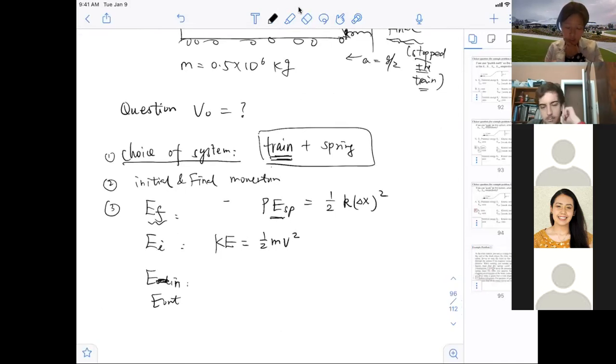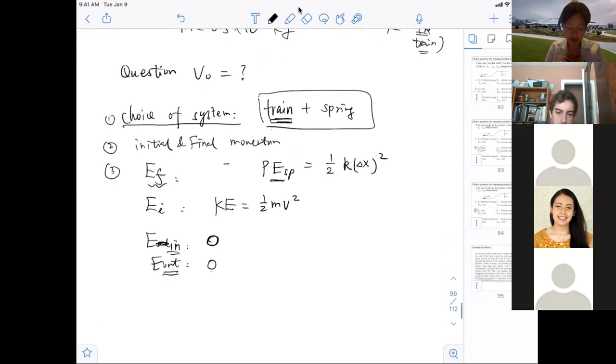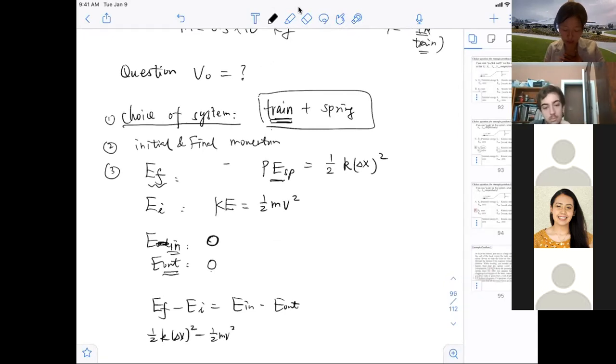Because we ignore friction, you're not going to have an output. Friction is always going to give you an energy output. The input is also 0, because the engine is turned off. It's just being stopped, so you're not making it speed up. There are no inputs. You put everything together, and the equation looks pretty simple. It's just 1/2 k delta x squared minus 1/2 mv squared is equal to 0.